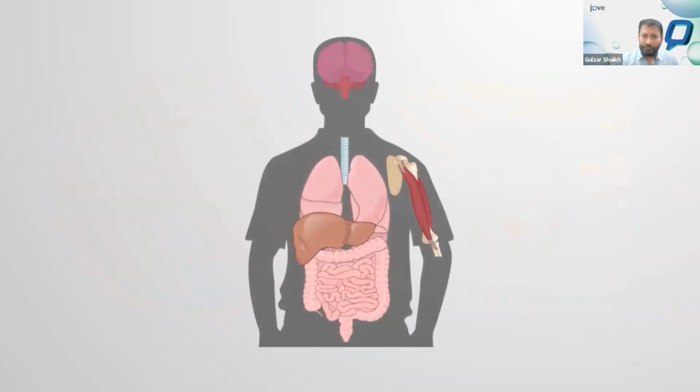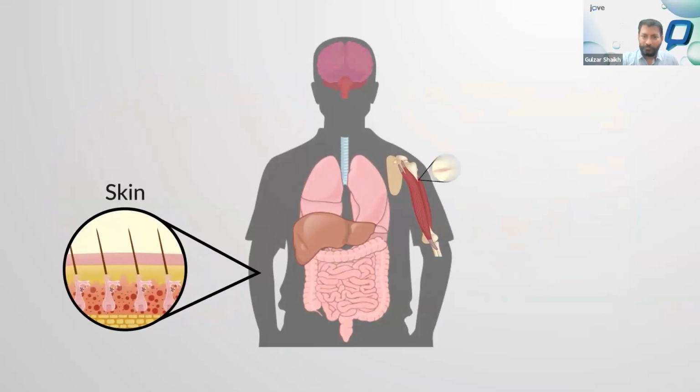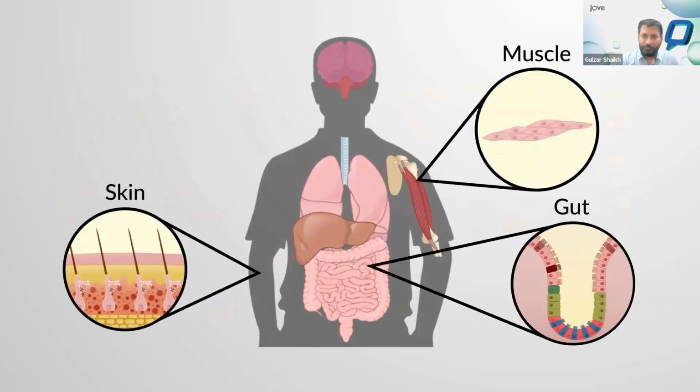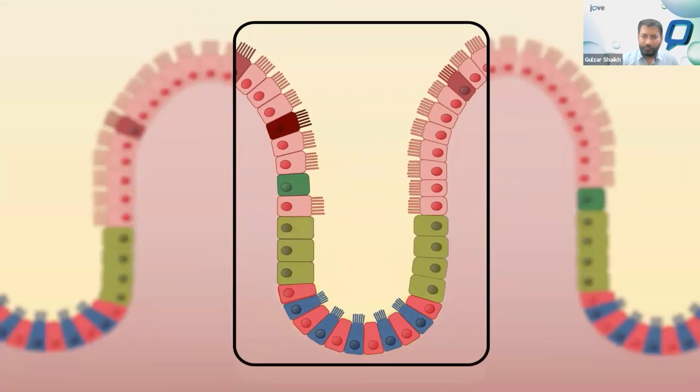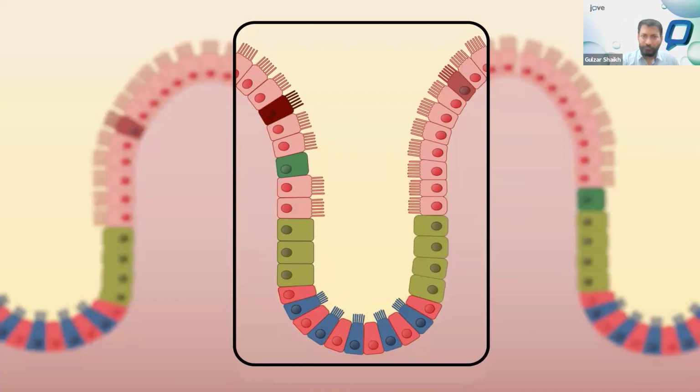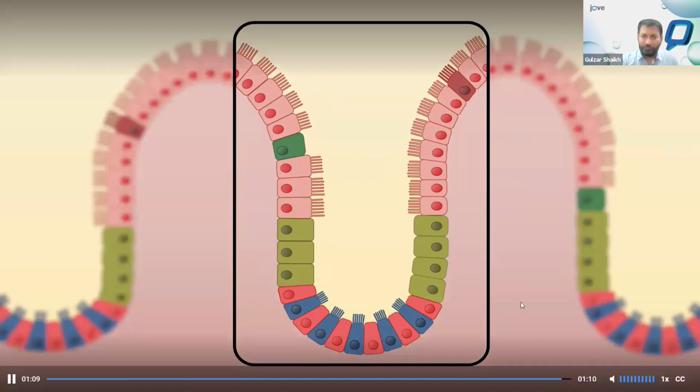As a baby grows into an adult, tissues such as skin, muscles, and gut retain some stem cells. Adult stem cells can only form the specific tissue in which they reside and replace damaged or dead cells.